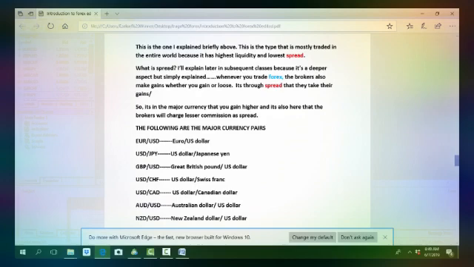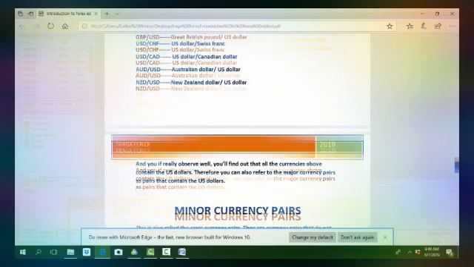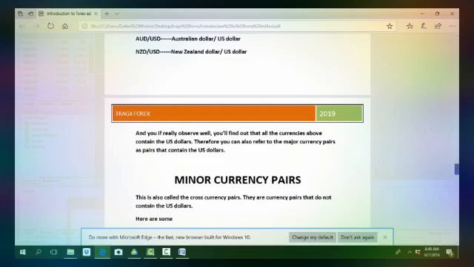USD/JPY, that's US dollar Japanese yen. GBP/USD, that's Great British Pound US dollar. Now, every currency pair that has the US dollar attached to it is a major currency. You can read the other things in the PDF because they're important if you're actually starting your forex trading as a newbie.